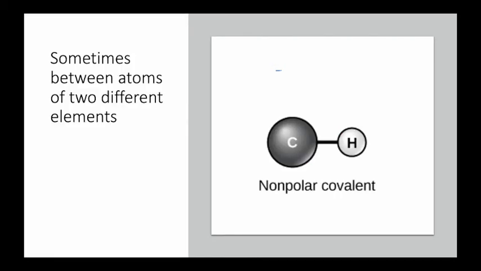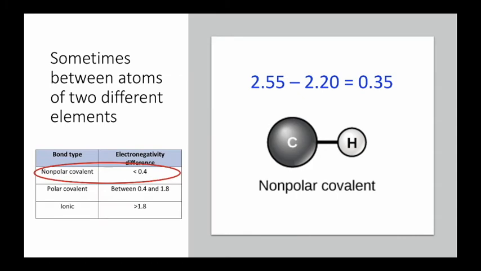Sometimes nonpolar molecules can involve atoms of different elements. That's what you see in this nonpolar covalent bond between carbon and hydrogen. Although there's a little bit of a difference in electronegativity between the two atoms, it's only about 0.35. Nonpolar covalent bonds tend to form when the electronegativity difference is less than about 0.4, and 0.35 is. The other type of covalent bond is a polar covalent bond.